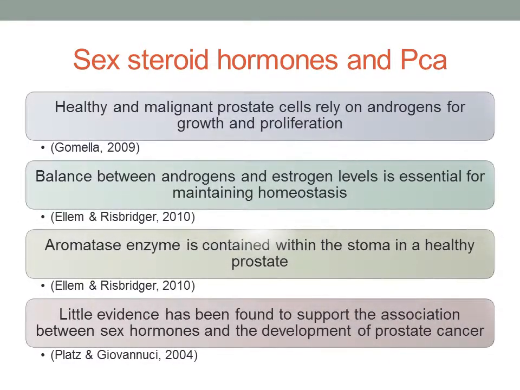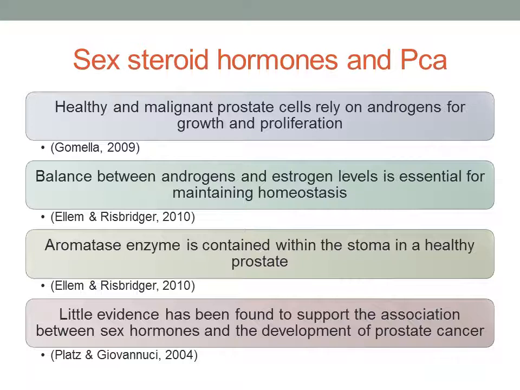Both normal healthy prostate cells and malignant cancerous cells rely on androgen stimulation for growth and proliferation. While testosterone is not considered to be the cause of prostate cancer, it is believed to play an important role in the growth of these tumors. The balance between androgen and estrogen levels is essential for maintaining homeostasis and good prostate health. Research has suggested that if these two hormones become unbalanced, then the risk for malignant and benign diseases increases.